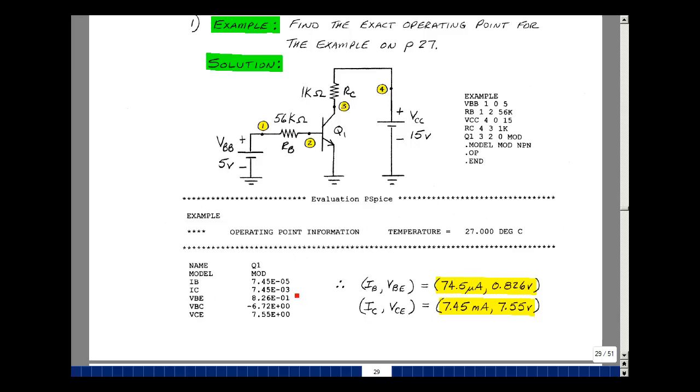Likewise, for the collector current, I've got 7.45 milliamps and a voltage of 7.55. We had hand calculated this to be 7.7 milliamps and for this to be 7.3 volts. We can get in the neighborhood of an answer with our piecewise linear model, and then we could turn to SPICE once we've designed our circuit to get a more accurate answer if we need that. And this is the BJT as a circuit element.